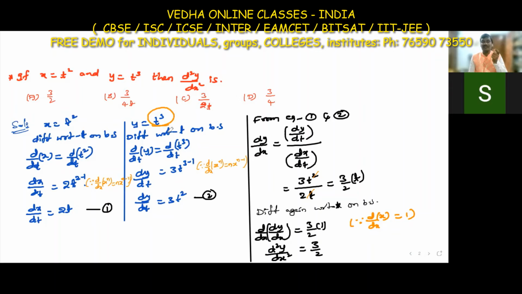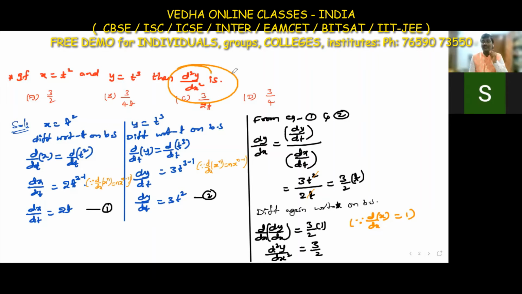Similarly, we have y is equal to t cube. Differentiating with respect to t on both sides, d by dt of y is equal to d by dt of t cube. T cube is t power 3. For t power 3, we apply the x power n formula, that is n into x power n minus 1. So 3 into t power 3 minus 1, that is 3t square.